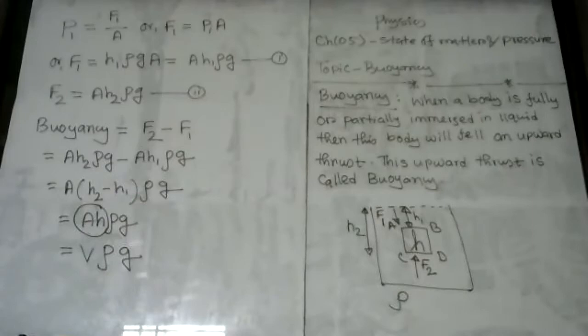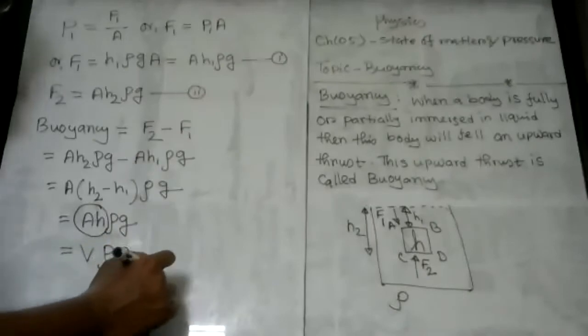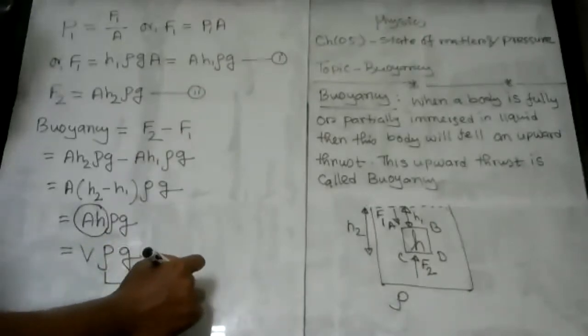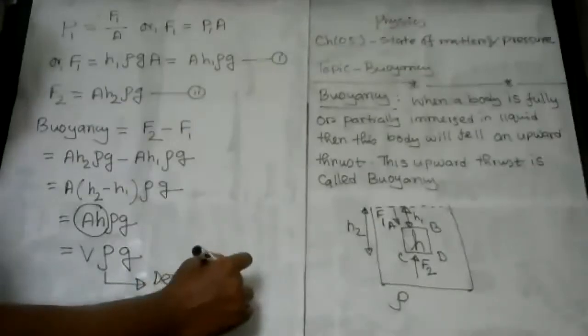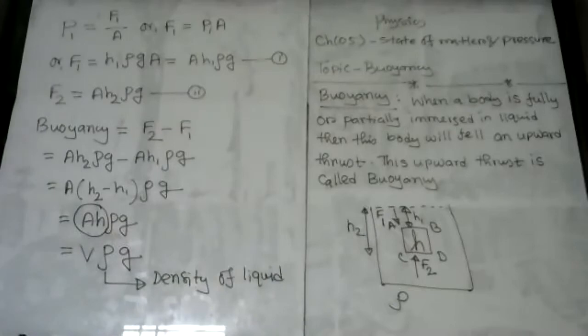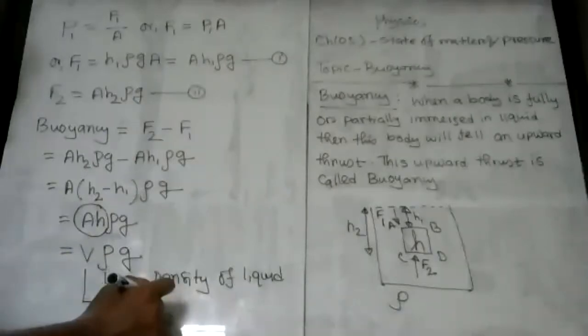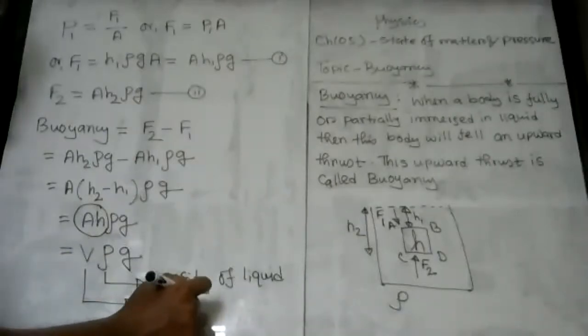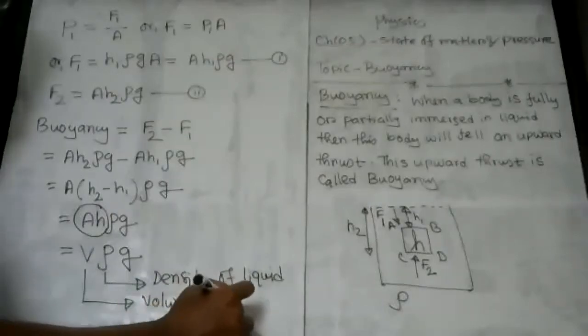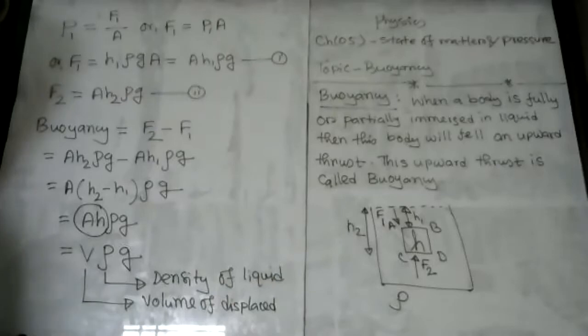But remember one thing, my dear student: for the case of buoyancy, here rho is the density of liquid. And then, what is V? Here V is nothing but the volume of displaced liquid.